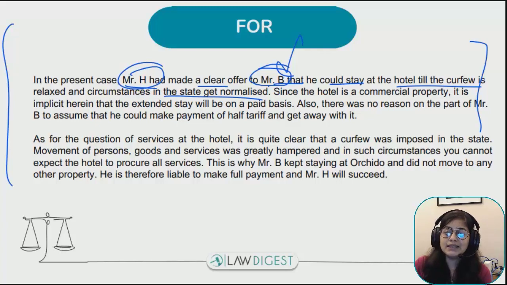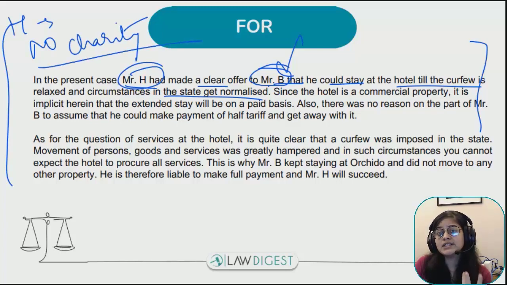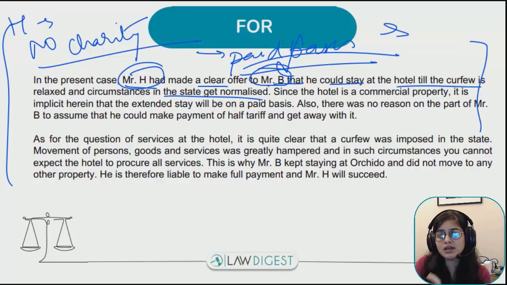Here we are saying that H has made a clear offer. Our first point is that the offer is clear that you will stay up till the curfew and the circumstances get normalized. Here it is implicit that this hotel is a commercial property. It is not any charity that Mr. X is doing. There is no charity work that he's doing. So here the extended stay is obviously on paid basis, and it is the liability of Mr. B to pay for it.